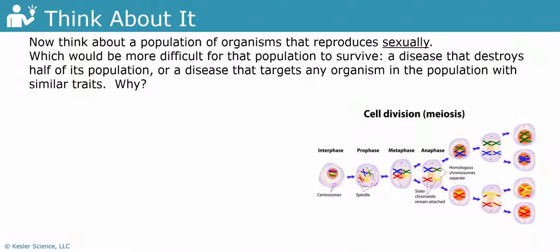There are so many other variables that one could throw in here. We don't know the exact genetics, we don't know the exact disease, etc. This is just my thought. Less than 50% of the population could have that particular trait, so it would be less devastating to the population.